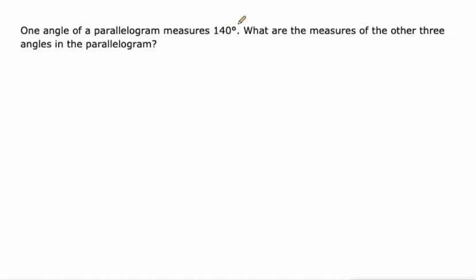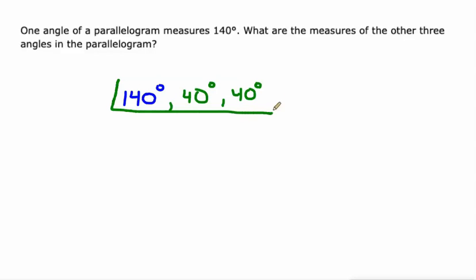So let's do that again just to kind of make my point. One angle of a parallelogram measures 140. What are the other three angles? Well, we know that the opposite angle to that 140 is going to be 140. And I also know that the adjacent angles, or the ones on the same side of the parallelogram, are going to add up to 180. So 140 plus 40 is 180. And then we would need another 40-degree angle. So 140, 40, and 40.